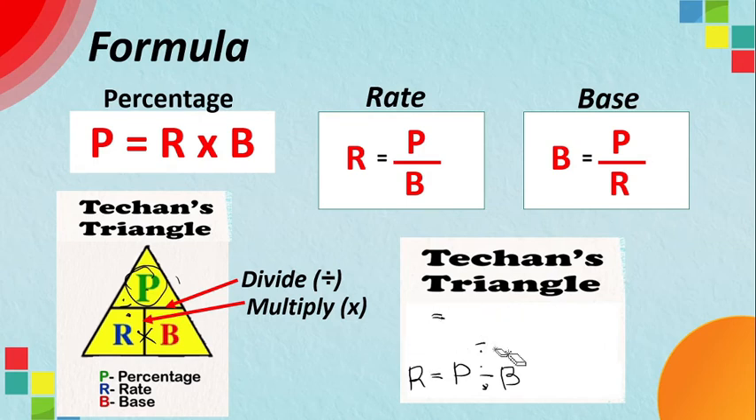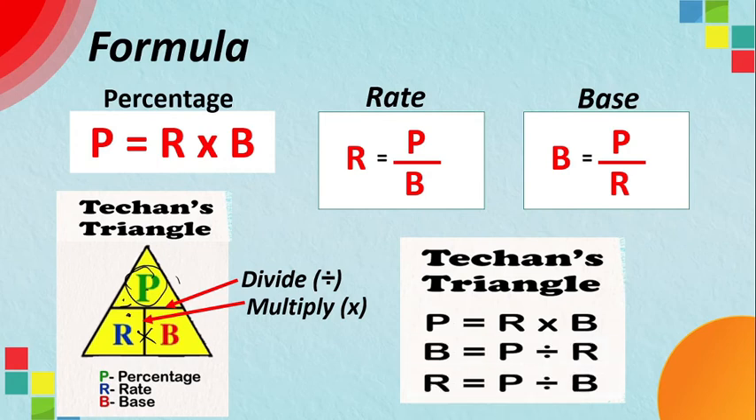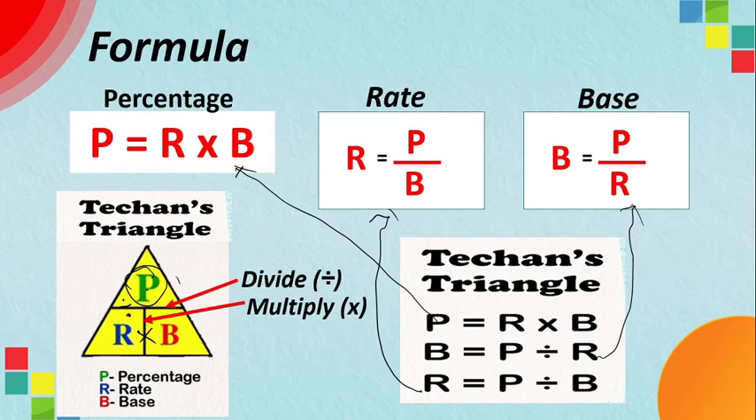So if we compare the formulas according to the Tekans triangle to the derived formulas that we got, they are the same. See, percentage is the same, the base is the same, and the rate is the same. So this Tekans triangle can help you in writing the formula or you can just remember the derived formulas that we have. So let's try the following example. Let's do it together if you understand the previous discussion that we have.